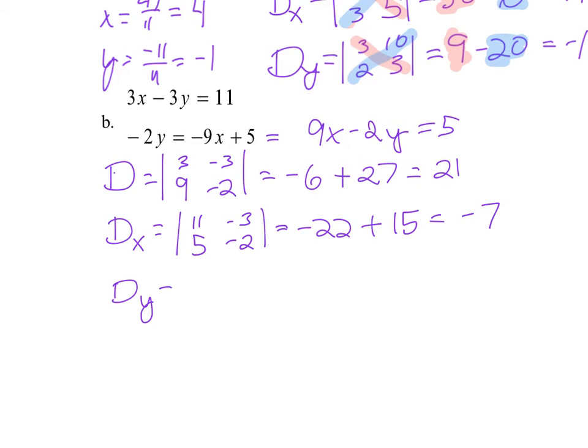D sub y, I now keep the x column, 3, 9, and change out the answers into the y column, 11, 5. So now I have 15 minus, wow, 99. That's a big number. Okay, so that's going to be a negative 84.